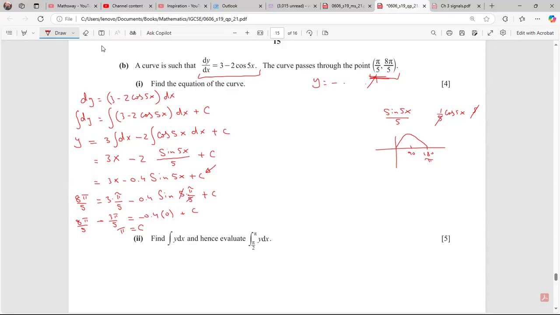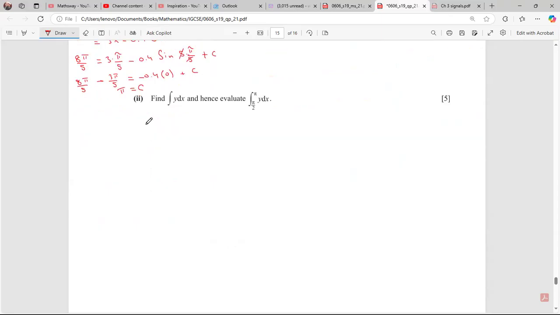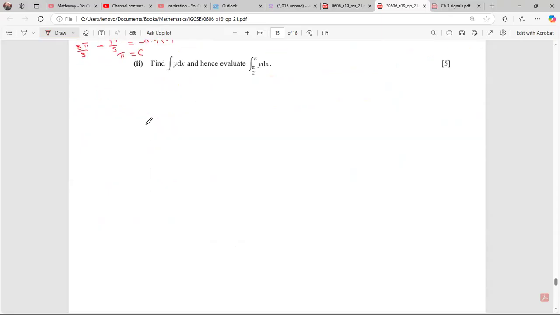So my final answer is y is equal to 3x minus 0.4 sine 5x plus pi. So this is my final answer. Okay, the equation of the curve we were looking for is this thing. Okay, clear? Now, the last part is to find the integral of y.